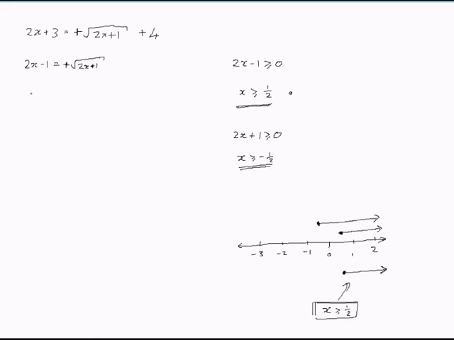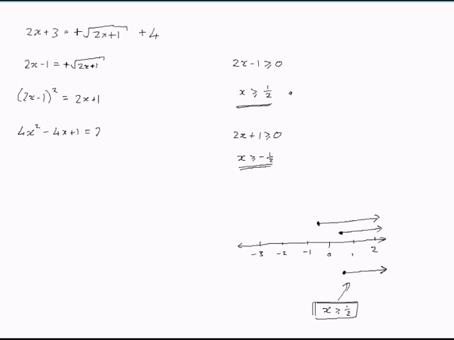Okay, now let's go back to our original problem. Let's square both sides like we were originally planning to do. Well, the left-hand side squared just becomes (2x minus 1) squared, where the right-hand side now becomes 2x plus 1. Left-hand side expanded becomes 4x squared minus 4x plus 1. Right, this is just using the FOIL method.